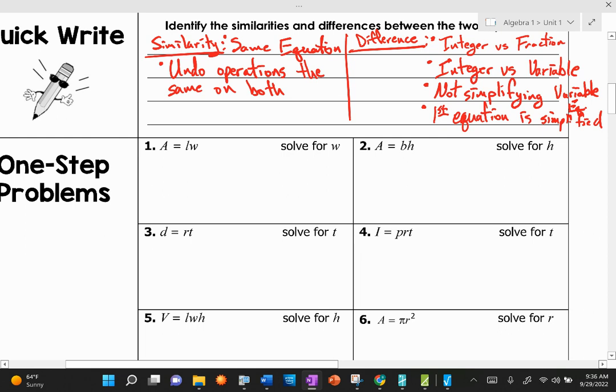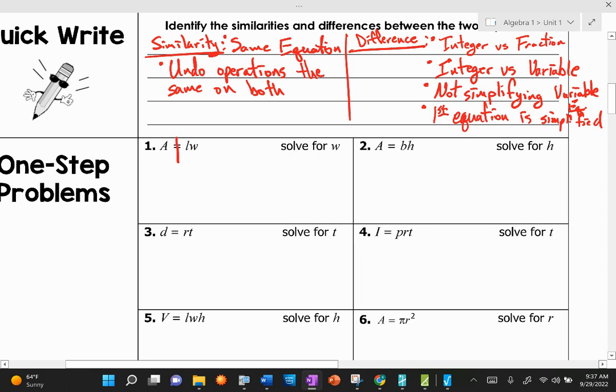Well, correct, but let's look at what it says. What is A equals LW? Yes, that's exactly right. This is the area formula, okay? Area equals length times width. So let's say that you were given the area and you were given the length, you would want to solve for W. So rearrange this equation to solve for W.